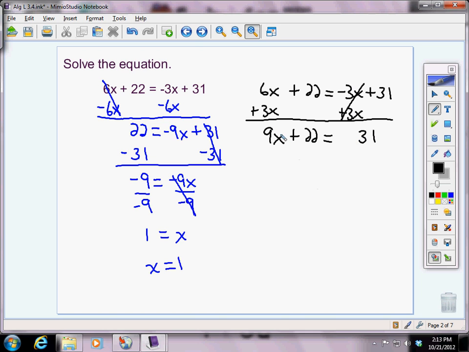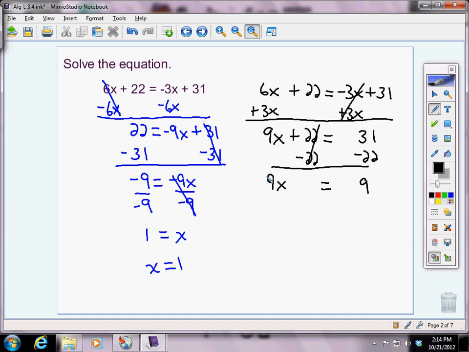Now what are we solving for? 9x, so we're going to get rid of the 22. Since it's plus 22, or positive 22, we minus 22, or a negative 22. Now you bring down your 9x. Double check to make sure those cancel. Bring down your equal sign. 31 minus 22, or 31 plus a negative 22, is 9.